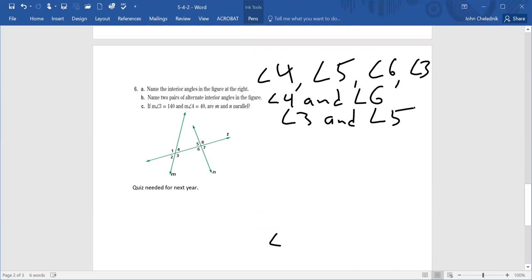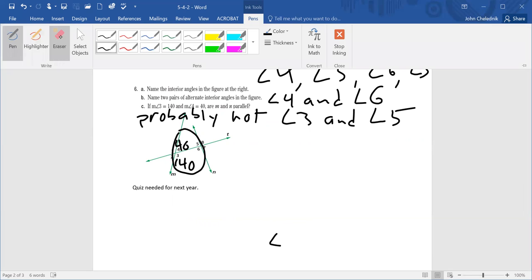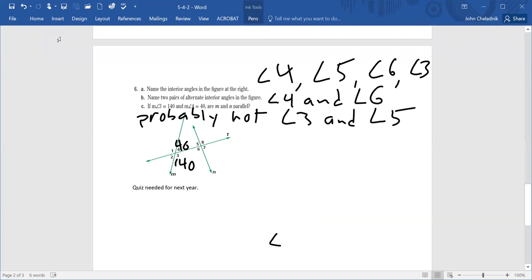Okay. In part C, it says if the measure of angle 3 is 140 and the measure of angle 4 is 40, are M and N parallel? The answer is probably not. Because despite the fact that these add up to 180, they're not same side interiors. And so it's not necessarily the case that those are going to be parallel, because just because those two add up to 180, that doesn't make a difference of how the other line is oriented. It's just not. It doesn't work that way.